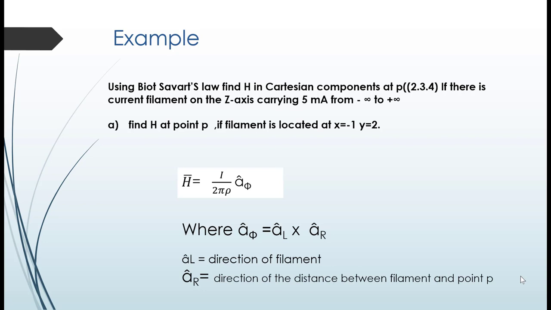Now, to solve this example, we have this equation: H bar is equal to I upon 2 pi r into a phi cap, where a phi cap is aL cap cross aR cap, remember. And what is aL cap? aL cap is the direction of the length of the filament. So in our case, the filament is placed on the z-axis, so aL cap is equal to aZ cap. And aR cap we are going to find out by finding vector R bar. Okay, so how to solve this? Let us check.